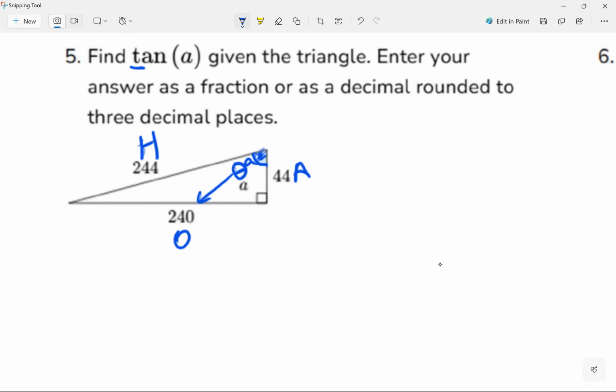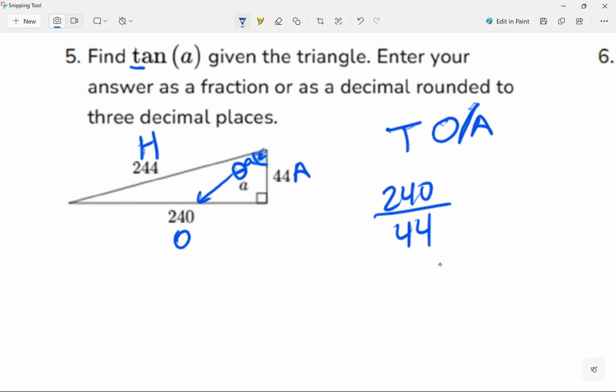Now, tangent starts with a T. And from the acronym SOHCAHTOA, TOA basically helps me remember that tangent is opposite over adjacent. So in this case, 240 over 44. Now, I'm not going to ask you to change this to a mixed number. Sometimes the number on top is bigger, we're going to have an improper fraction, and that's okay. However, I will ask you to simplify this.